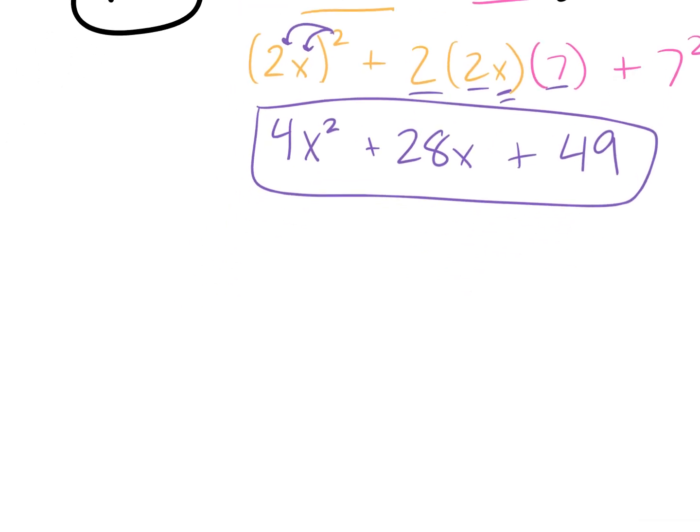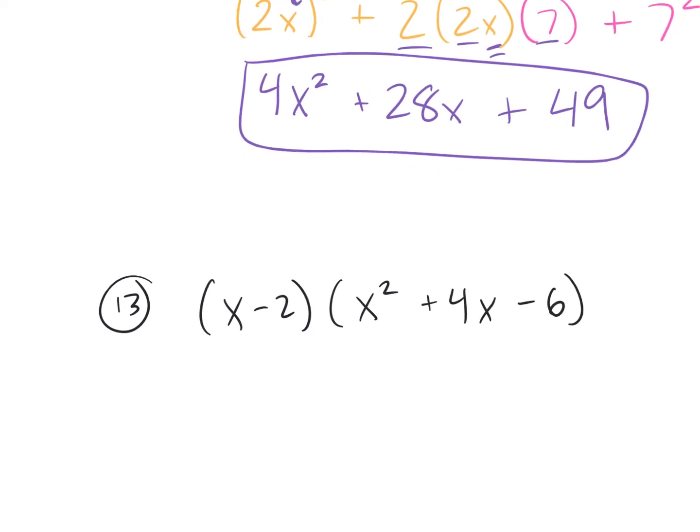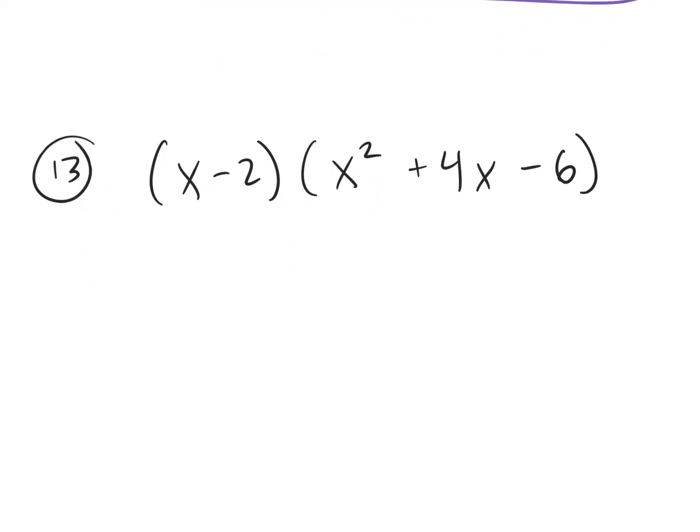So we'll call this one number 13. So let's say I had x minus 2 times x squared plus 4x minus 6. Something like this. So this is a little bit different. I can't just FOIL it because I have a binomial times a trinomial. I have 2 terms in the first one and 3 in the second. So how can I multiply these together?